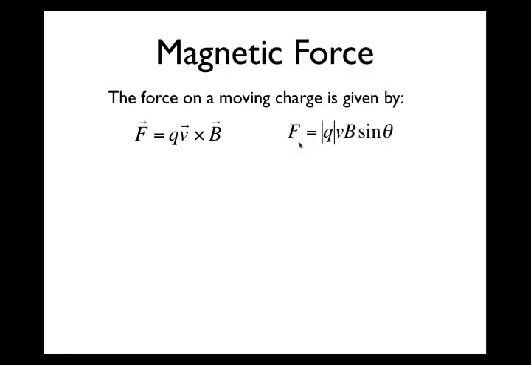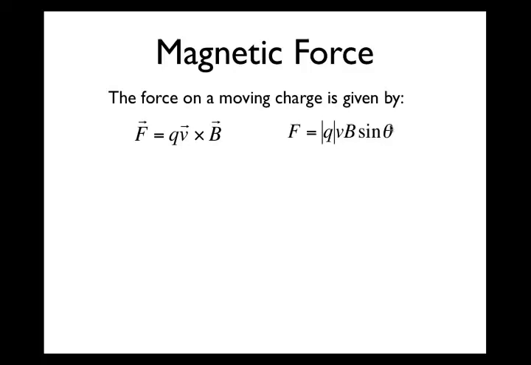We generally end up writing it like this. The force is equal to the magnitude of the charge, so we ignore the sign of the charge in this convention and we use other rules to figure out what direction the force has to be in, times the magnitude of the velocity, times the magnitude of the magnetic field, times the sine of theta.